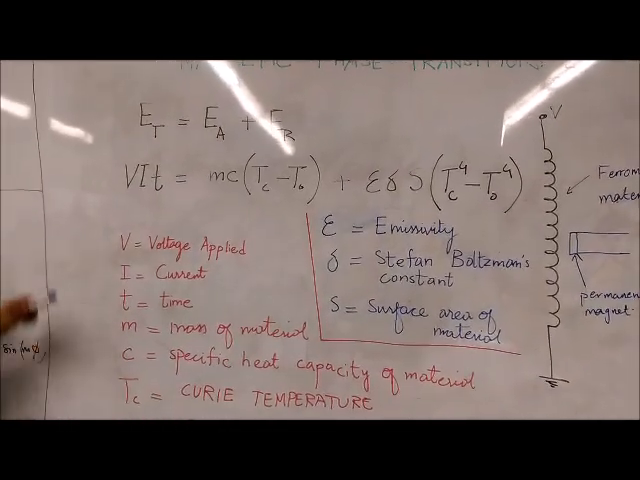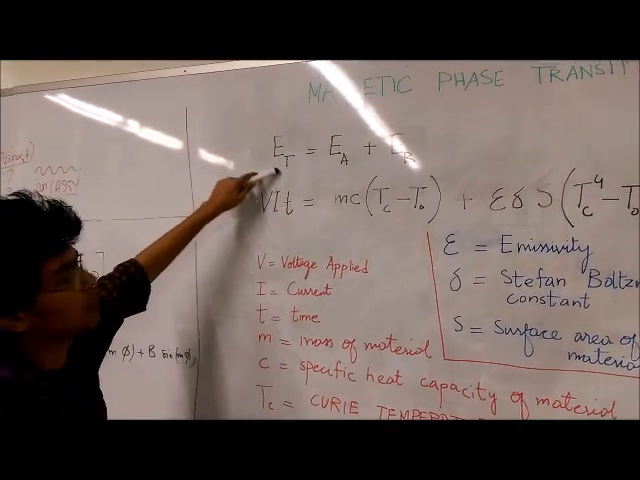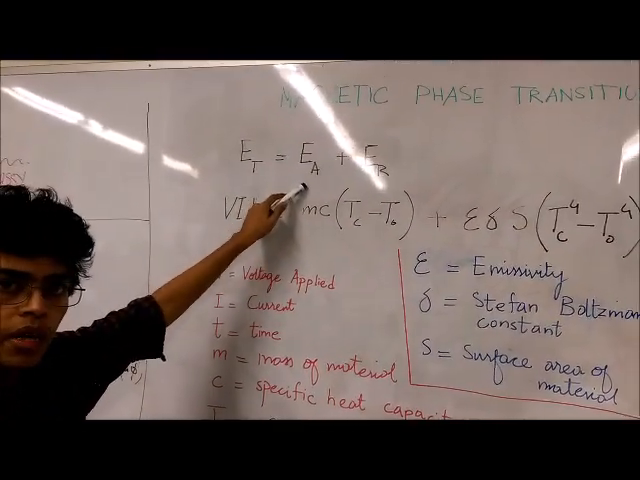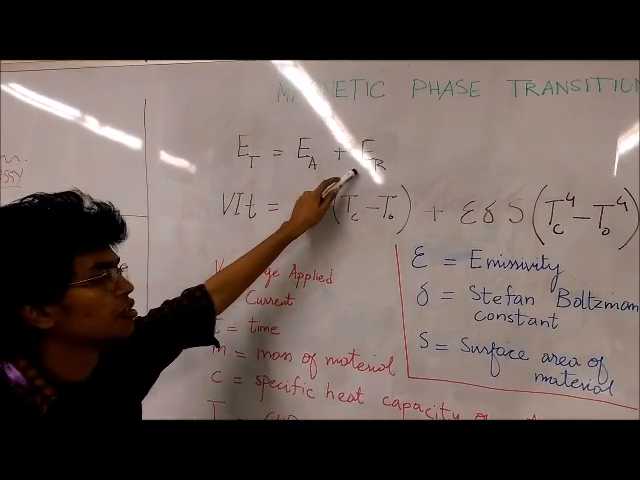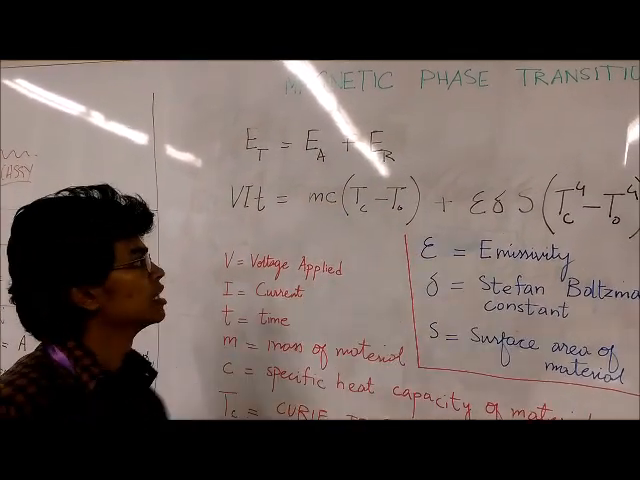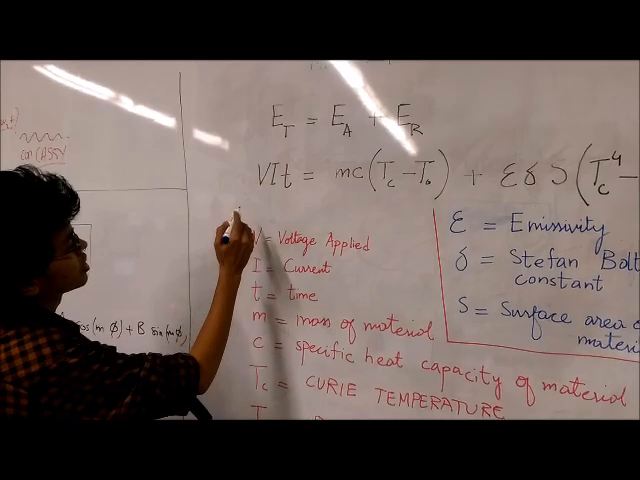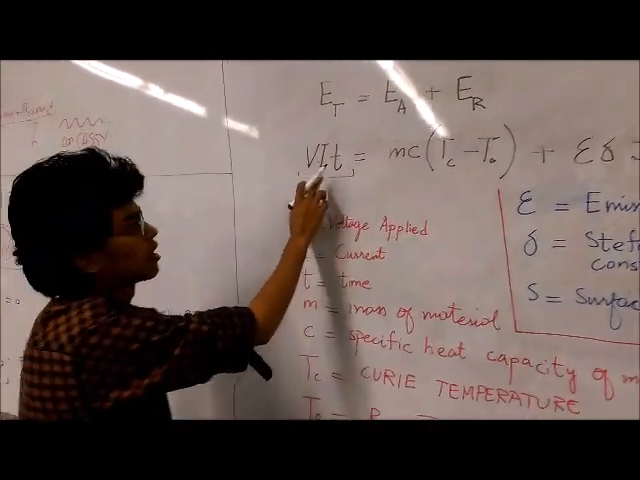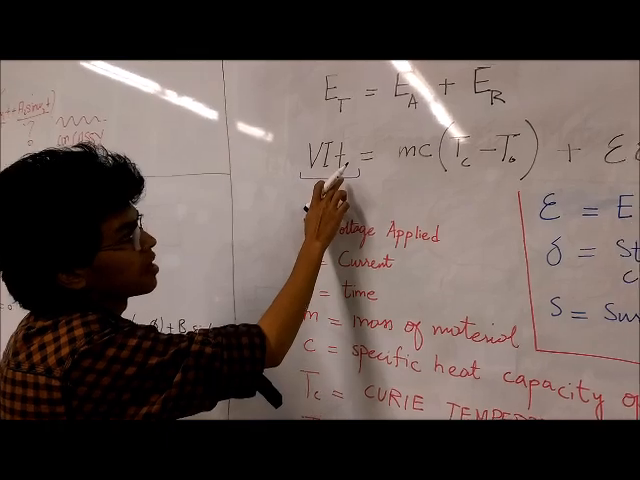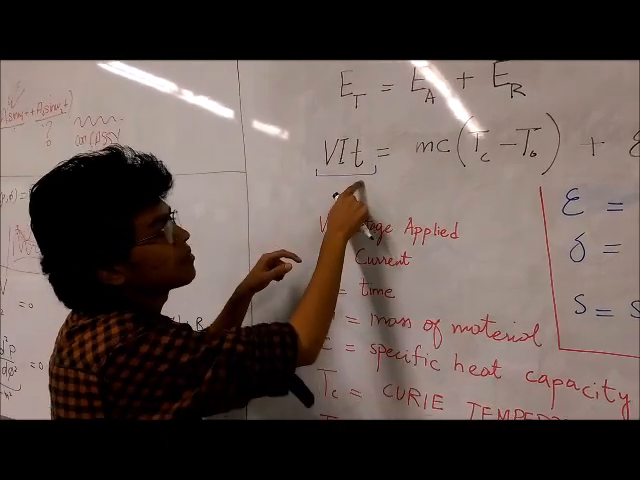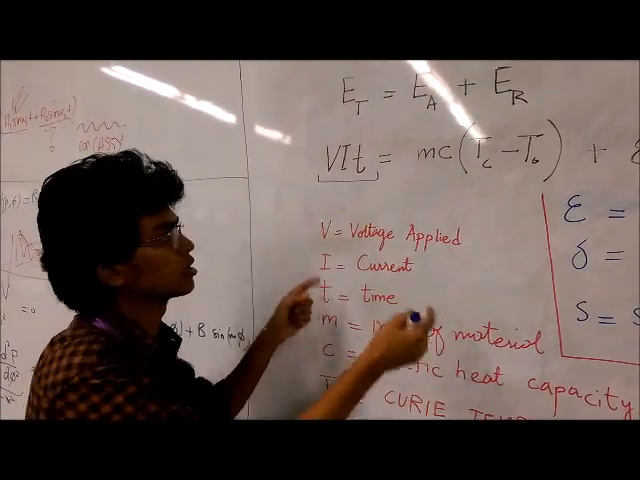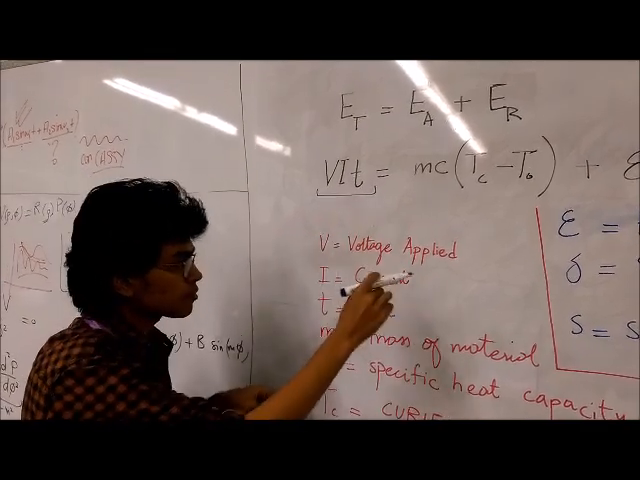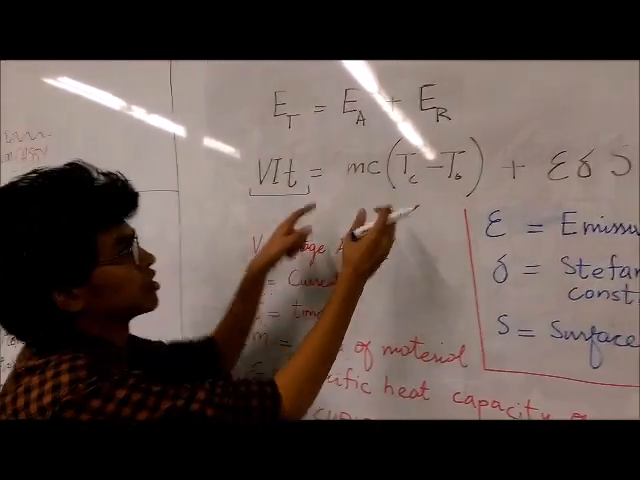We know that the total energy supplied to this wire is equal to the energy absorbed by the wire plus the energy radiated by the wire. The total energy supplied to the wire is the voltage times the current supplied times the time it took for it to detach. This is the time when the Curie temperature was reached. This is equal to the energy absorbed.